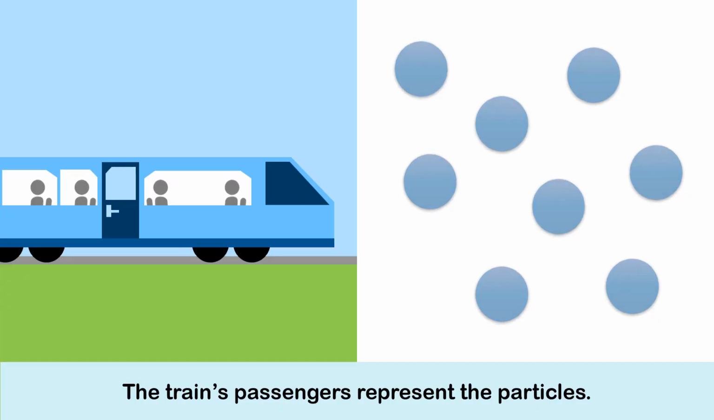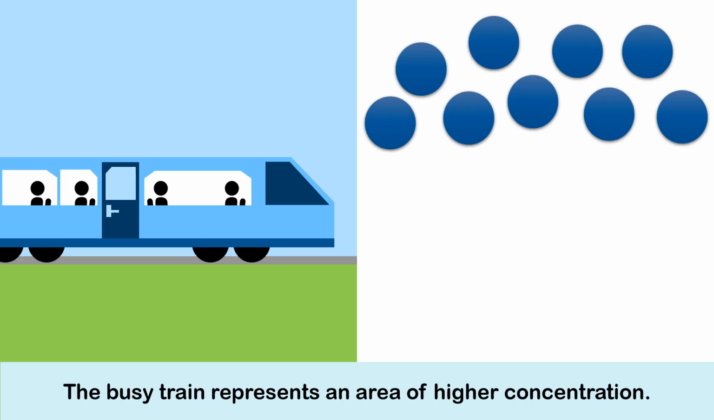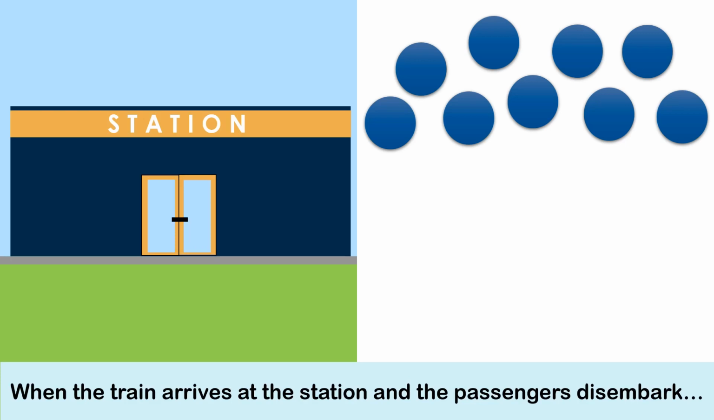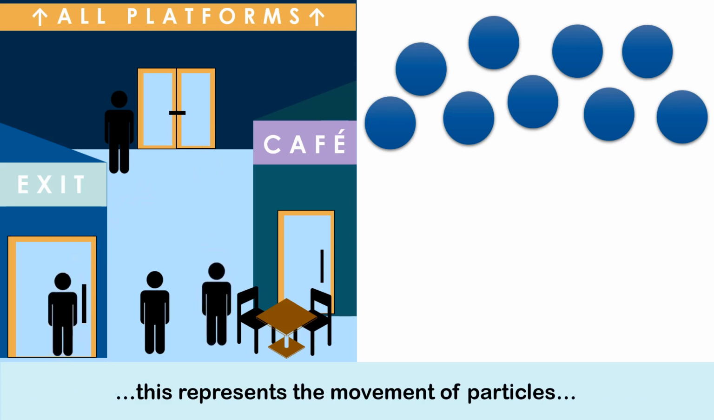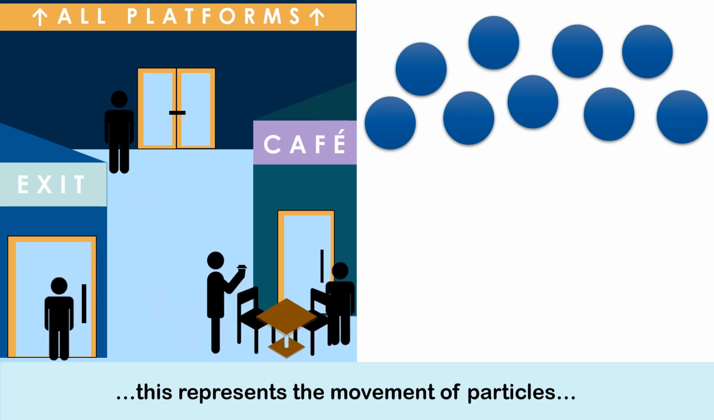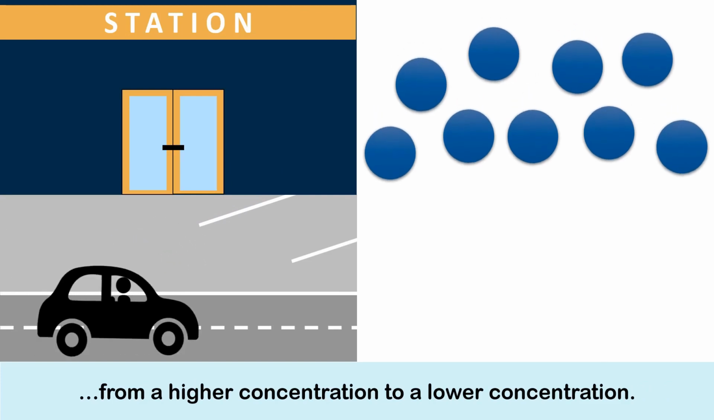The train's passengers represent the particles. The busy train represents an area of higher concentration. When the train arrives at the station and the passengers disembark, this represents the movement of particles from a higher concentration to a lower concentration.